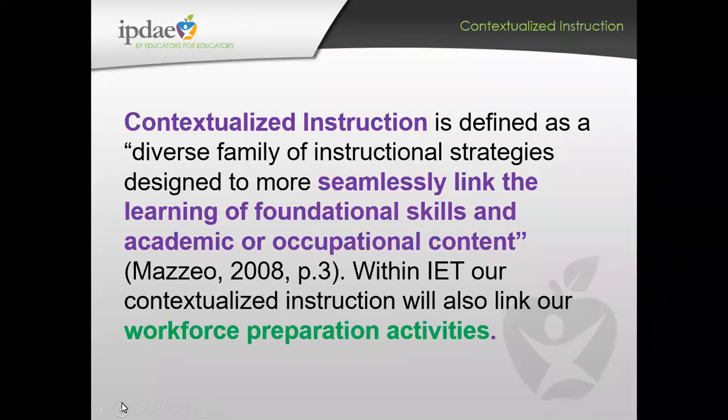So in order to start creating IET lesson plans, you really need to understand the concept of contextualized instruction. Contextualized instruction is defined as a diverse family of instructional strategies that's designed to more seamlessly link the learning of foundational skills and academic or occupational content.